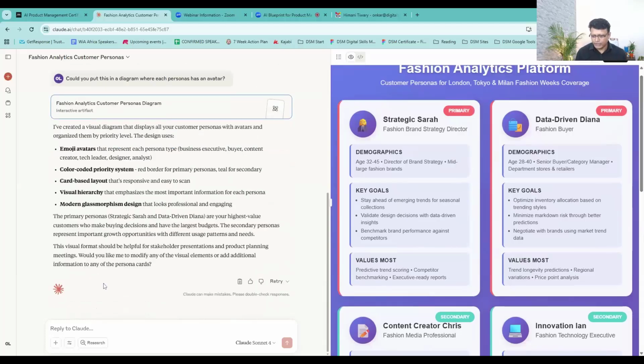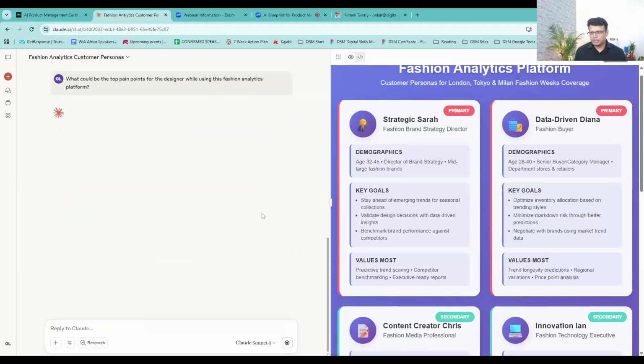Now, looking at the prompt, what we have learned today as prompt engineering, I will further work on it. Let me just copy and put it over here. What could be the top pain points for the designer while using this fashion analytics platform? Now, I've used one of the personas over here, and I will say, give me an answer.